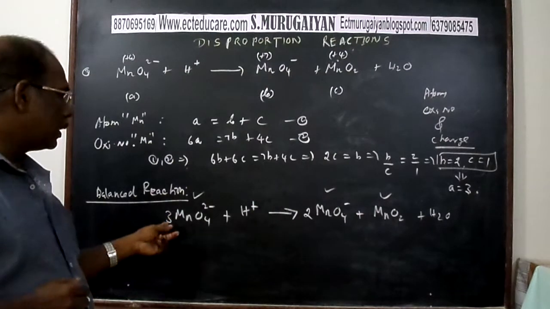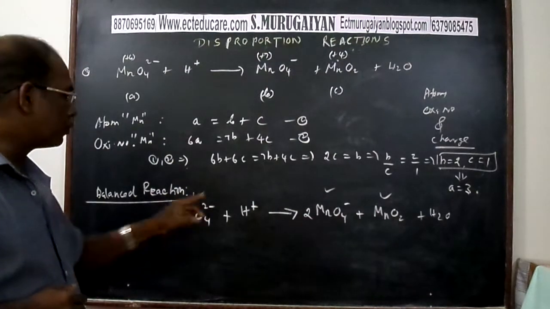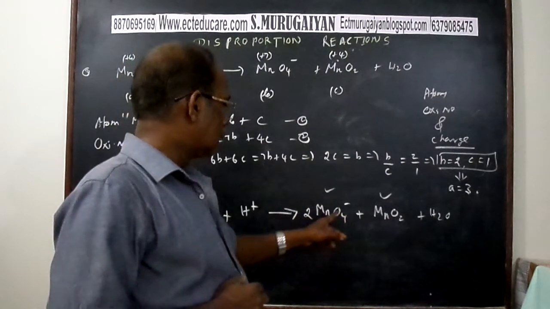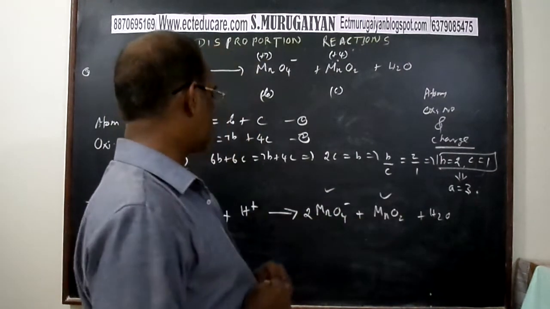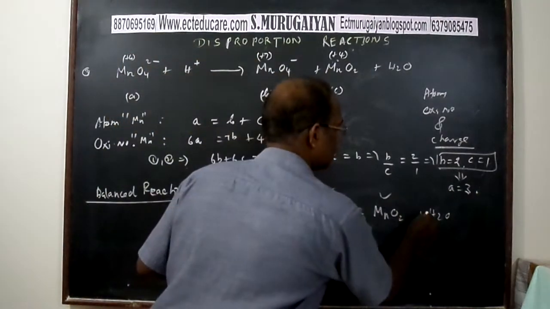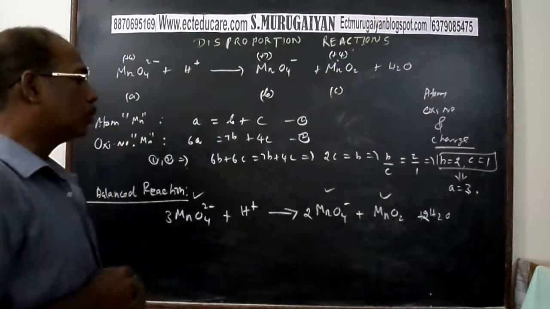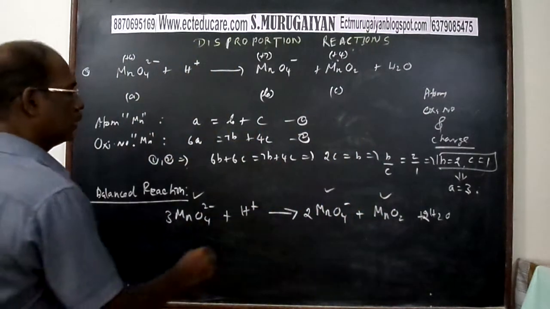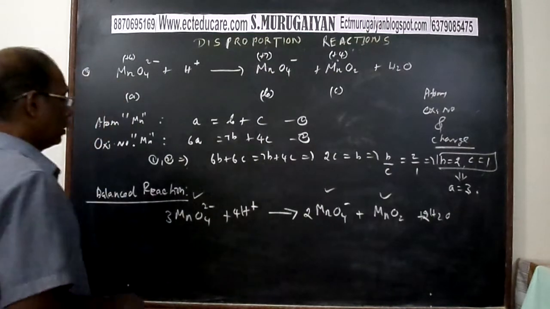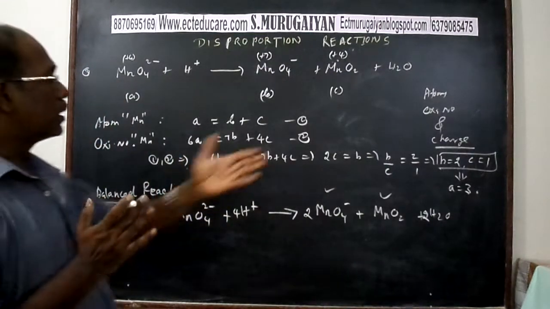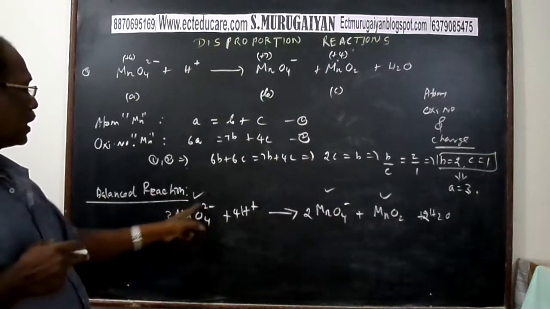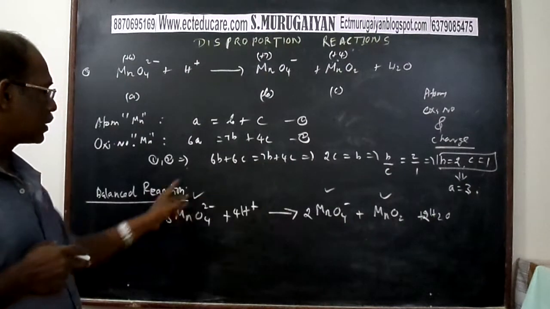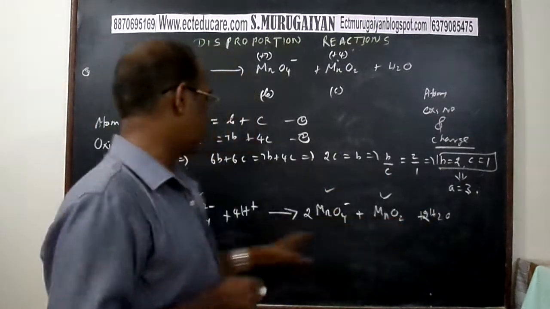Now this side 12 oxygen, 3 times 4, 12 oxygen, and 2 times 4, 8, 8 plus 2, 10 oxygen. 2 more oxygen required, so the coefficient should be 2, so oxygen is balanced. Now on the right hand side there are 4 hydrogen, here there should be 4, so this is balanced. I think we can check charge also. The left side is 3 times minus 2, minus 6, plus 4, minus 2. The net charge of the left side is minus 2, the right side also minus 2.